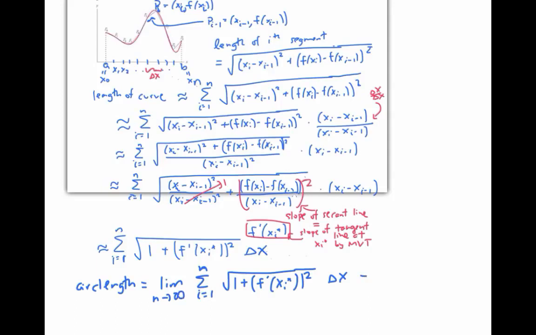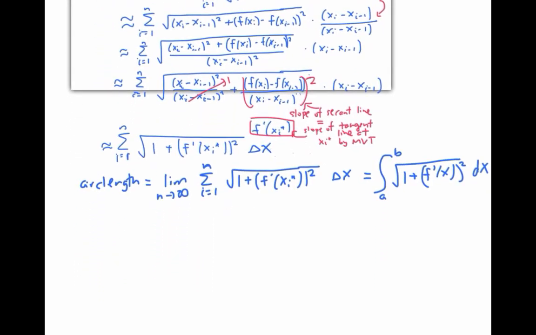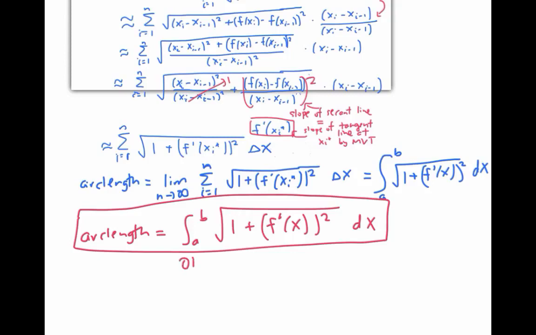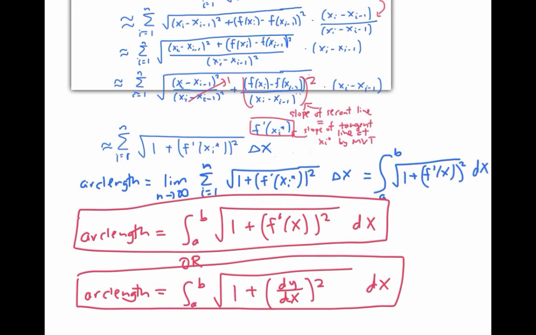We know that the limit of a Riemann sum is given by an integral. So the arc length is given by the integral of the square root of 1 plus f prime of x squared dx, starting from the first x value of a to the last x value of b. And so we've derived a formula for arc length. Sometimes this formula is also written with the alternative notation of dy dx instead of f prime of x.